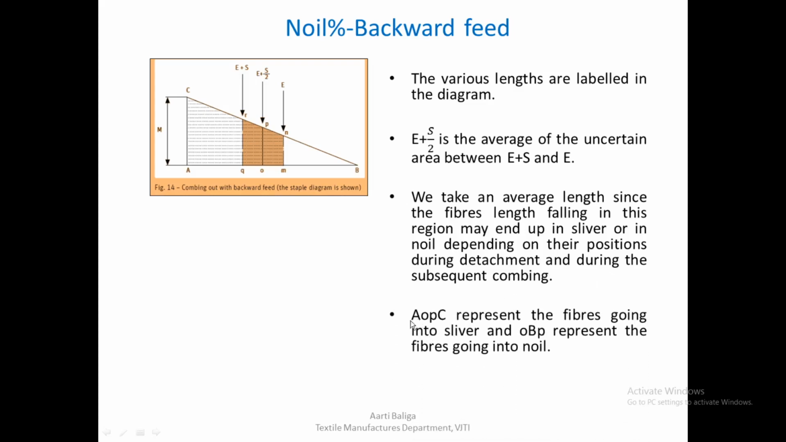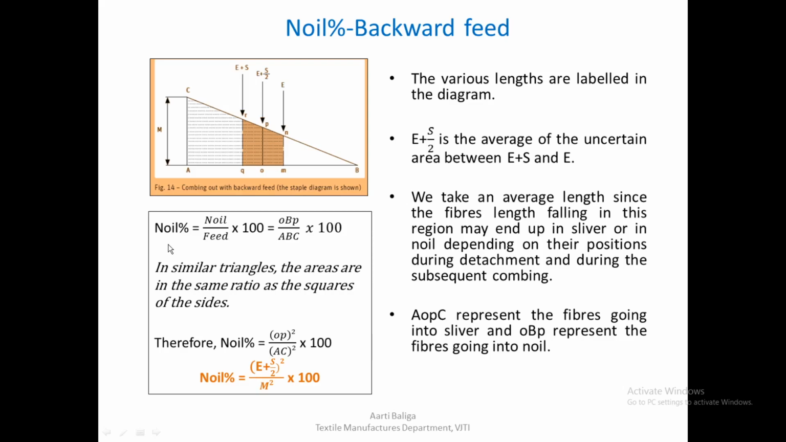So now if you look at the labeling that is done, AOPC, that is A, O, P and C, represent the fibers going into the sliver, and OBP represents the fibers going into the Noil. So with this, let us see what the formula for Noil percentage is. Noil percentage is equal to Noil upon feed multiplied by 100. So that's equal to OBP divided by ABC. That is, OBP is the fibers going into the Noil, and ABC is the total fibers that are there. So this divided by this, multiplied by 100, would give me Noil percentage.